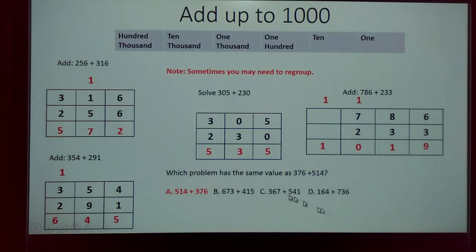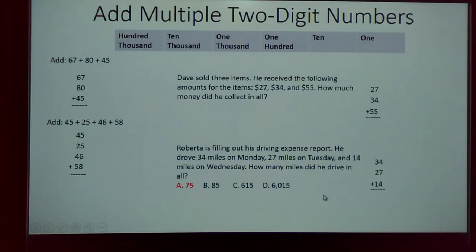It will still give you the same answer. Okay? Now, adding multiple two-digit numbers. Also, you may have to regroup as well, because remember, you only have one digit in each column. So the easiest way to add two-digit numbers written straight across is to do it vertically.